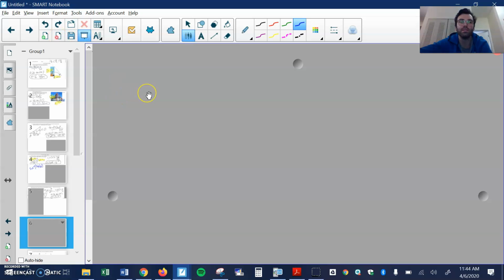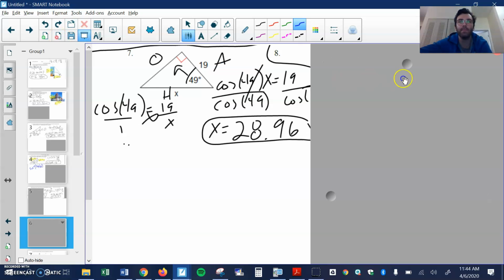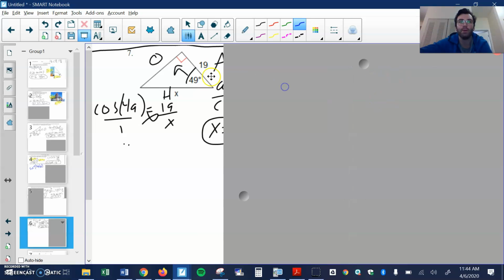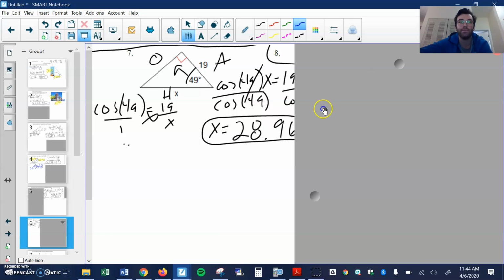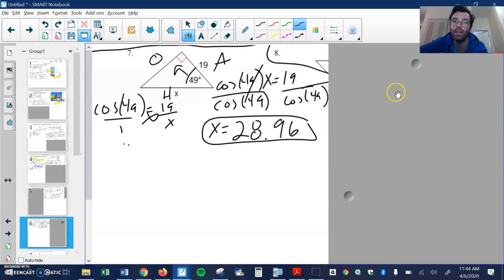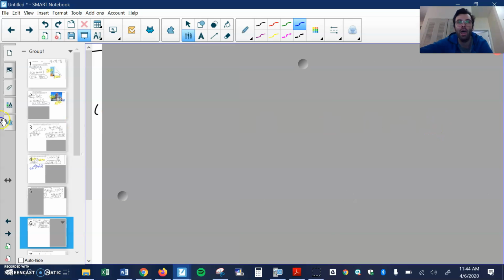All right, this is where things start to get a little tricky with 7 and 8. Okay, 7 looks like this, a lot of work here. I'm going to go step by step. So again, I'm going to use this angle as my reference, label O, H, and A. A and H means I use cosine. Cosine of the angle 49 is A, which is 19, over H, which is X. X in the denominator, which means I'm going to have to divide. So divide 19 by the cosine of 49 to get 28.96.